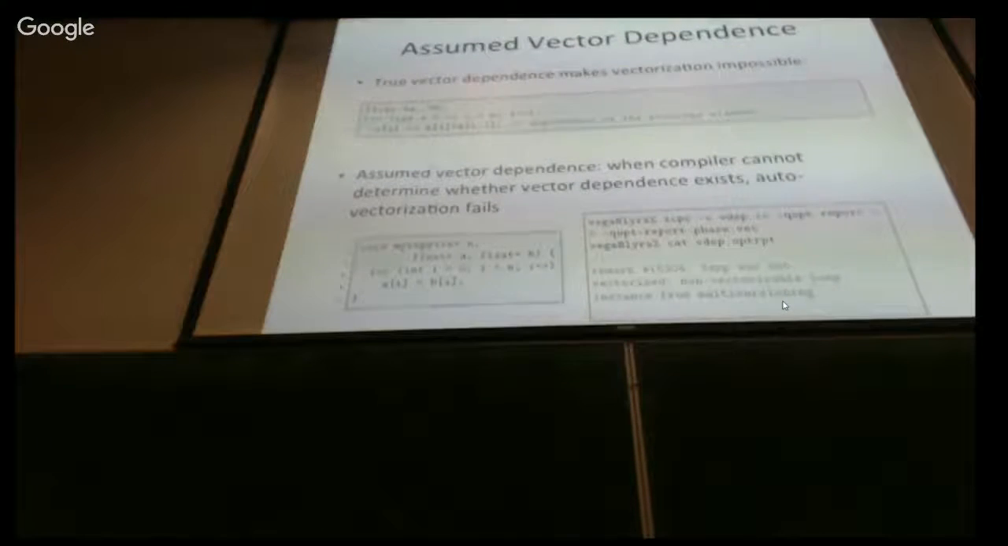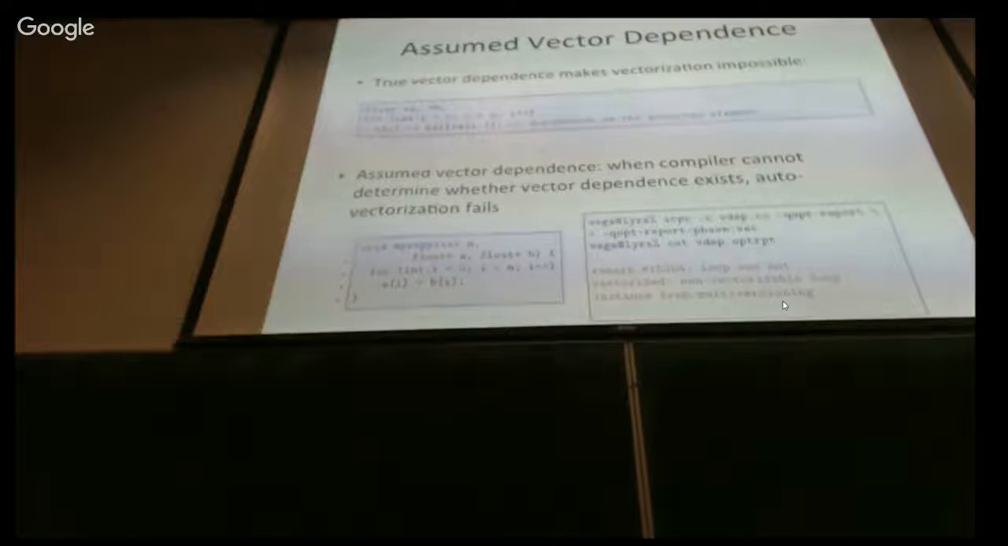So, assumed vector dependence. True vector dependence makes vectorization impossible. There's no doubt about that. Okay? So there is an example of where we see dependence on the previous elements within that loop body. That would typically result in a race condition if we try to multi-thread it.